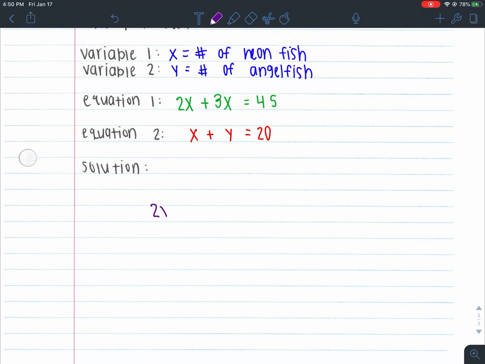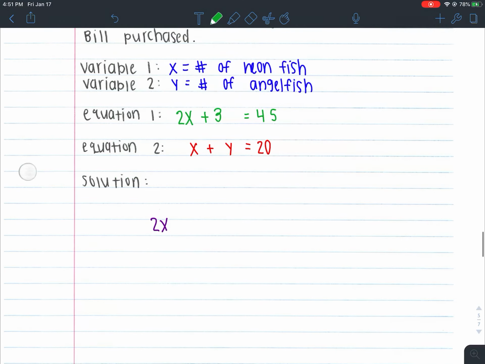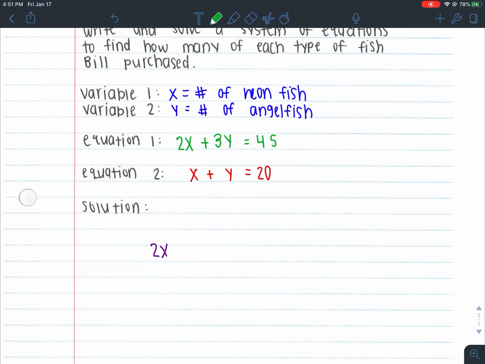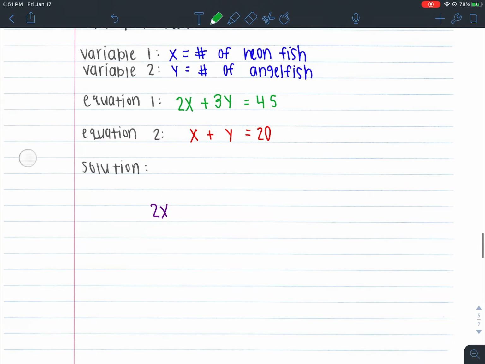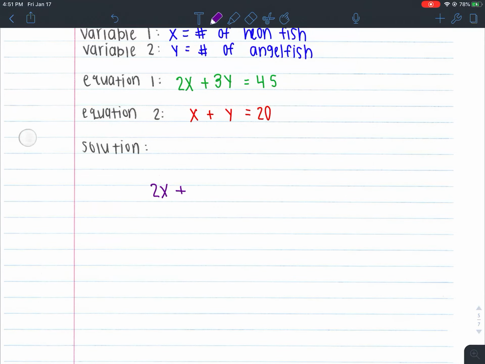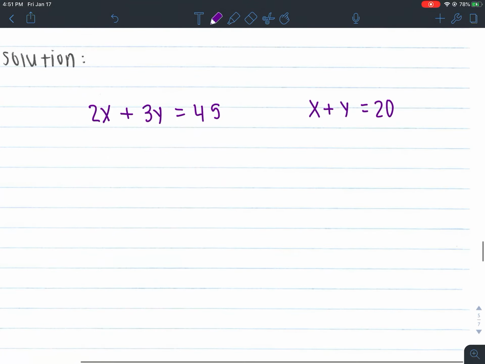All right, so I have 2 equations. Now we're going to use substitution. Ooh, whoops, I made a mistake. So I should have 2x plus 3y because it's $3 for each angel fish. So sorry about that. Just caught it. So 2x plus 3y equals 45, and x plus y equals 20.